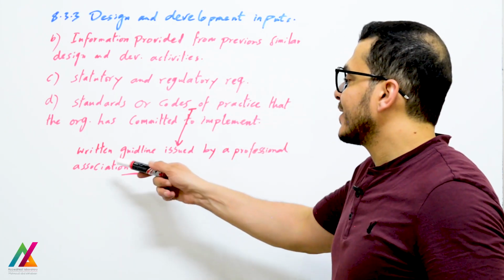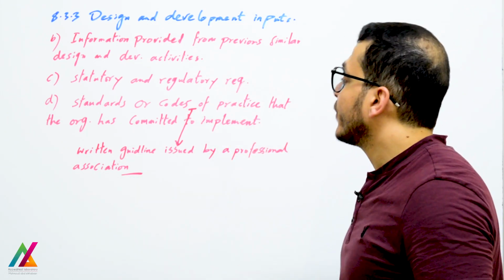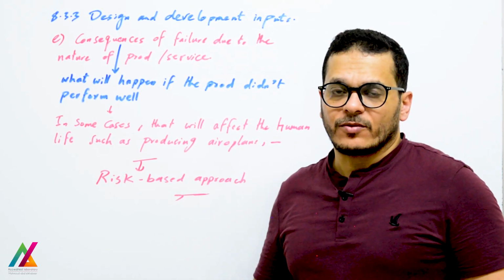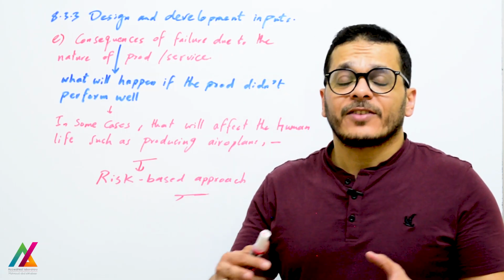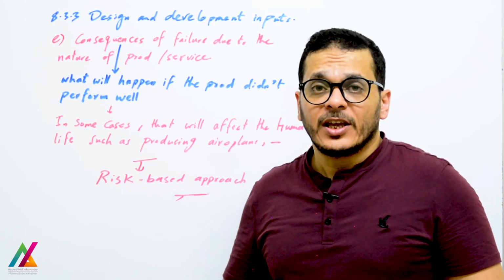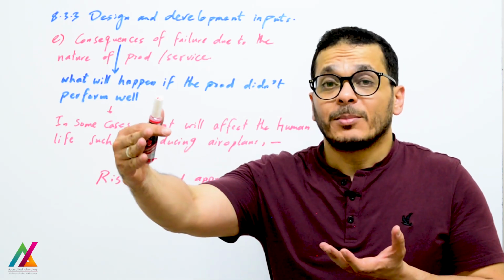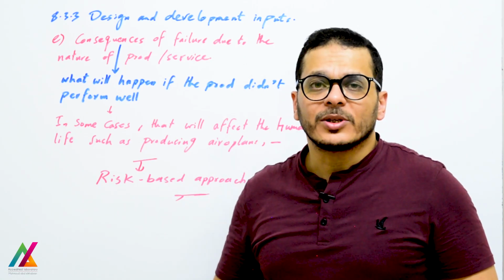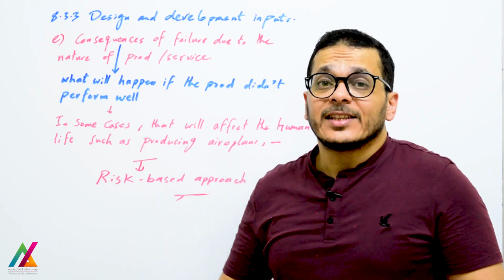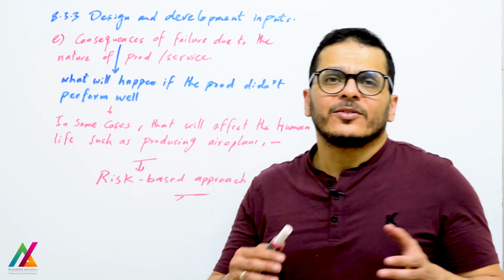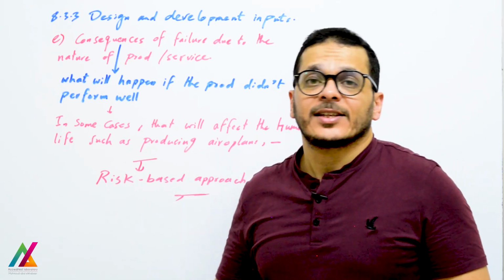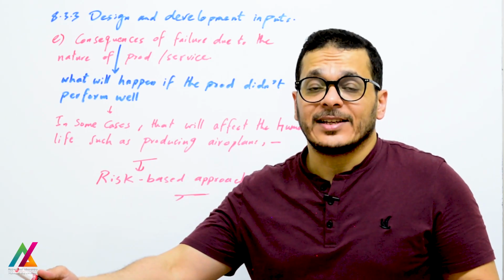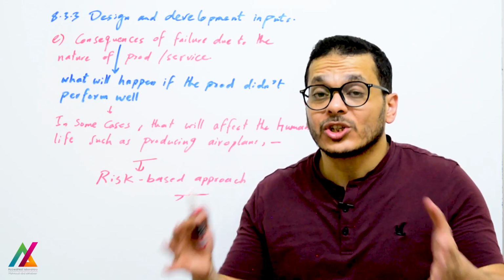So code of practice is a written guideline issued by a professional association. And also consequences of failure due to the nature of product or service. Sometimes that will affect human health or human life. If the company produces medicine that is very important to human health and it didn't achieve the required performance, that's very dangerous for human health. And also if the company produces cars or aeroplanes, that will be very dangerous if they didn't achieve the required performance, it can lead to accidents. So it's very important to consider this point.